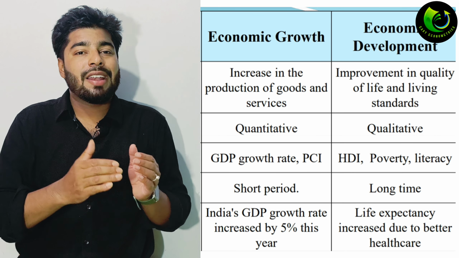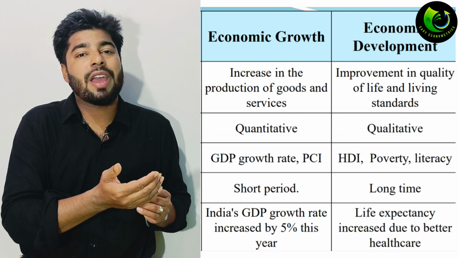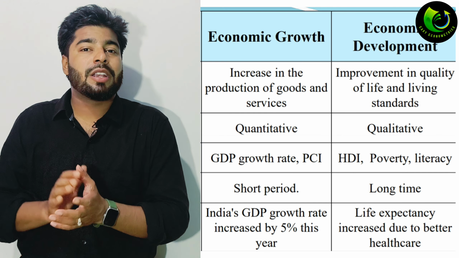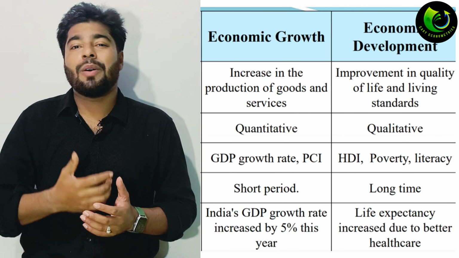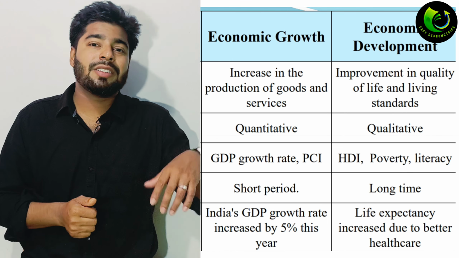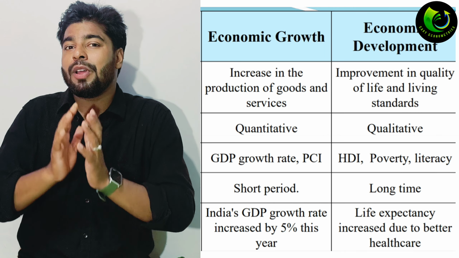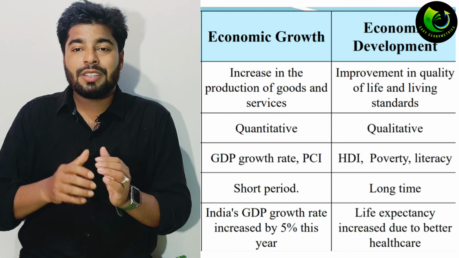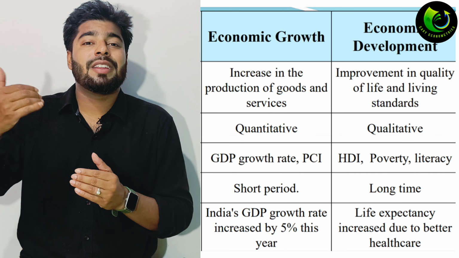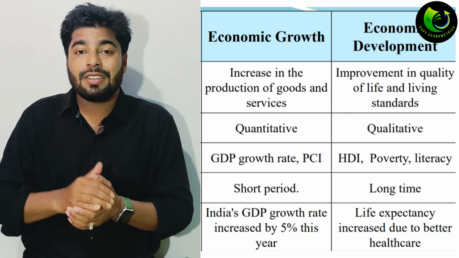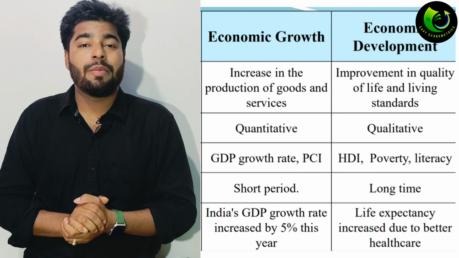Economic growth can occur in a short period, like this year's GDP increased by 5%, but economic development happens slowly over many years. An example of economic growth is this year's GDP increasing by 5% or 10%. Examples of economic development are: this year life expectancy at birth increased, this year's literacy rate increased by this much, this year's unemployment rate decreased by this much. These are examples of economic development.